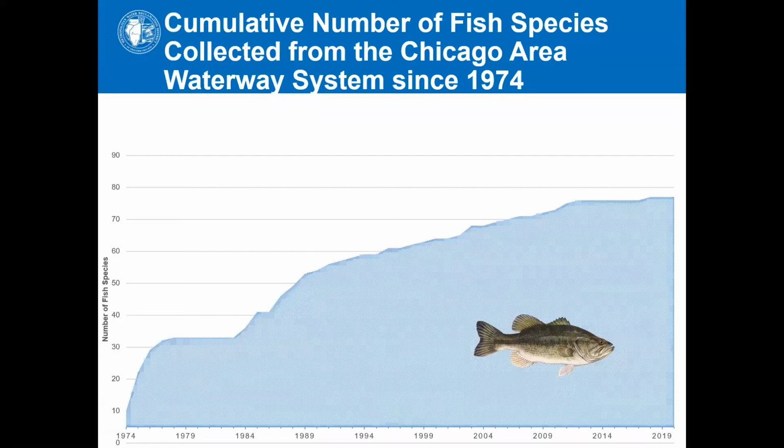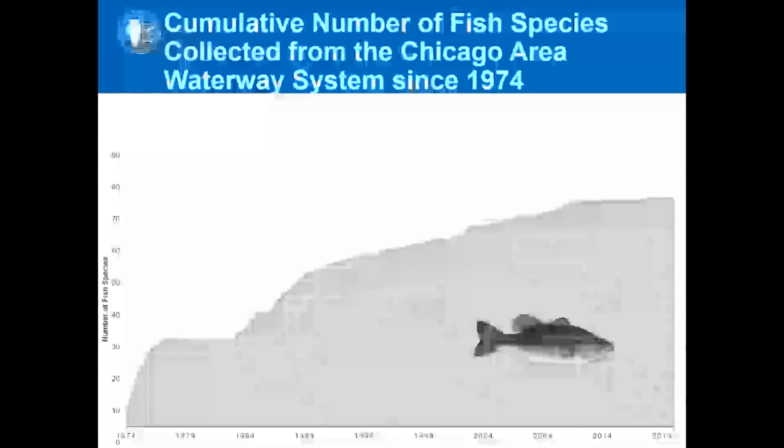The results indicate that local Chicago waterways are more ecologically productive and conducive to aquatic life and less degraded than they were even just 50 years ago.